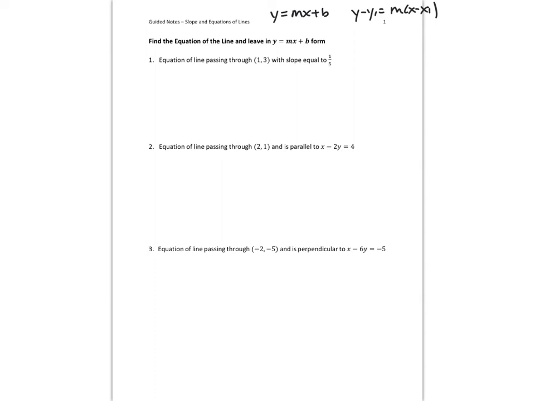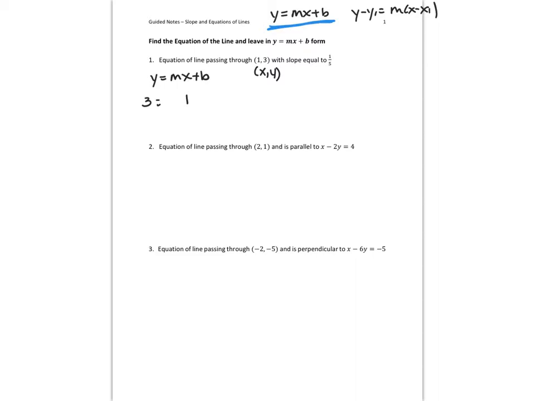I stated in the lecture video that I prefer using this form to find my equation of the lines. And let me show you how that works. y = mx + b, equation of a line passing through (1, 3). That (1, 3) is an x and a y. So I'm going to plug in 3 for the y, and I'm going to plug in a 1 for x.